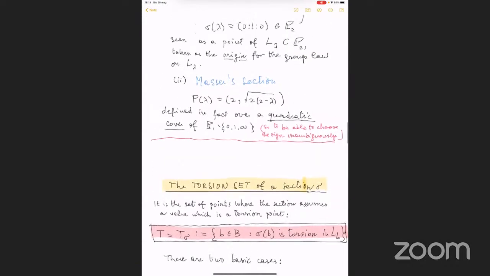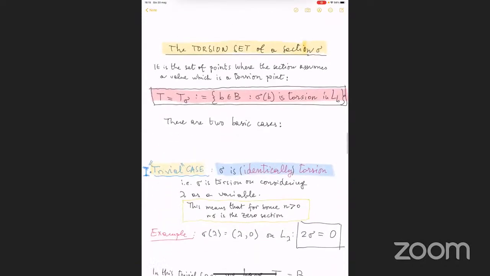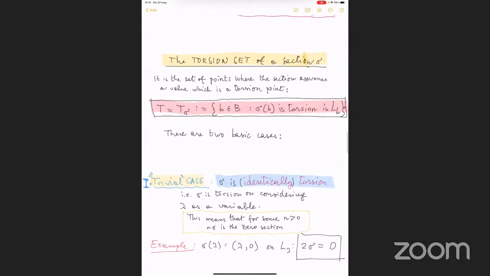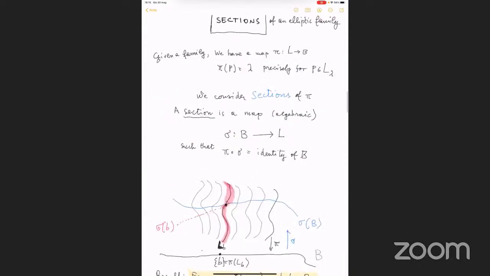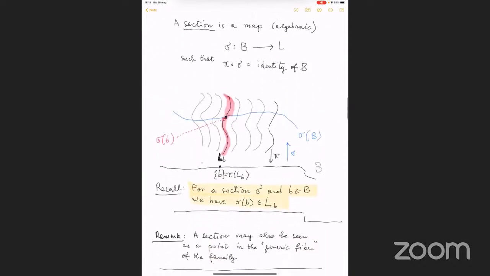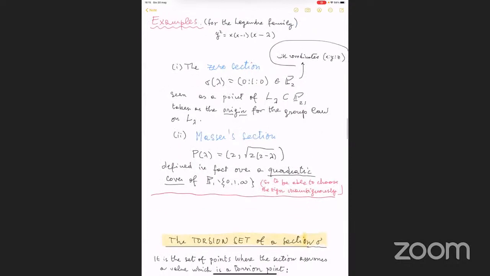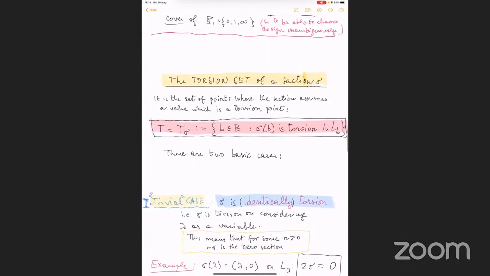So, torsion set of a section. A section assigns to each point of the base a point in the elliptic curve above the point of the base. Here is the picture. And this point may or may not be torsion in that curve. So the torsion set of the section is the set of points of the base where the value is a torsion point.